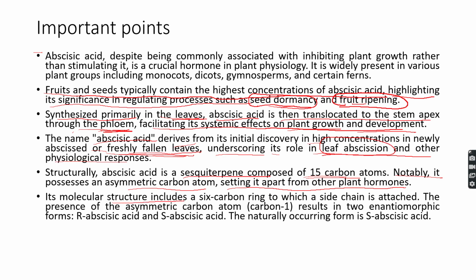Its molecular structure includes a 6-carbon ring to which a single chain is attached, and the presence of the asymmetric carbon atom at carbon 1 results in two types of abscisic acid. Both are enantiomers. One is S-abscisic acid and the other is R-abscisic acid. The naturally occurring abscisic acid is basically the S form. Sorry, this is a very important question. So these are some important points.